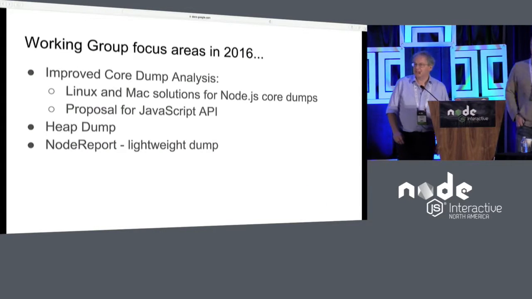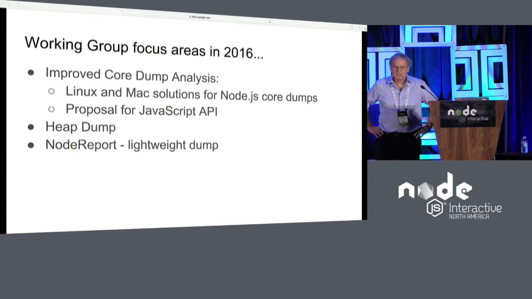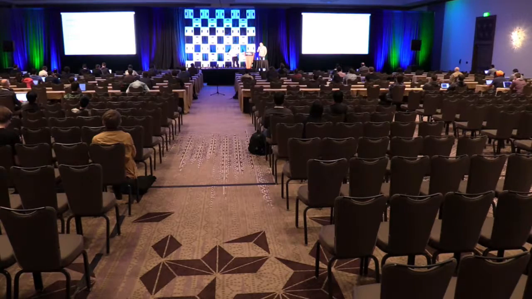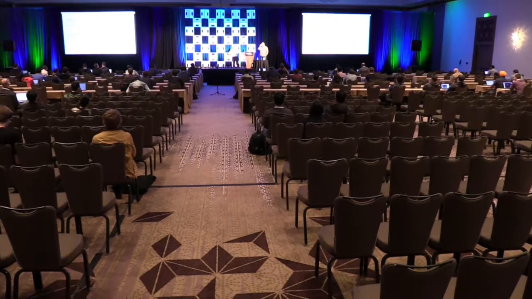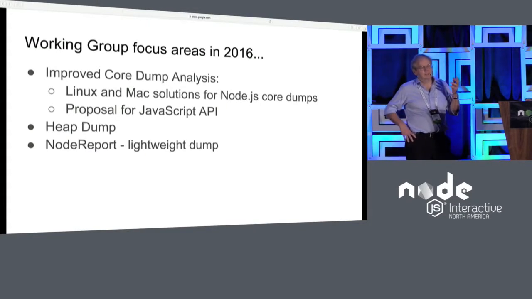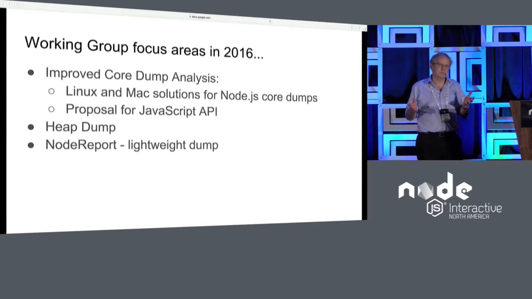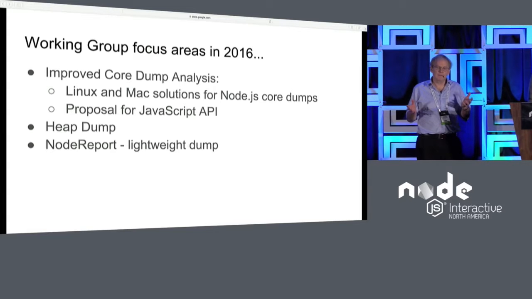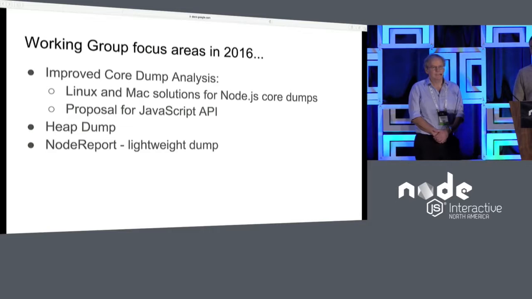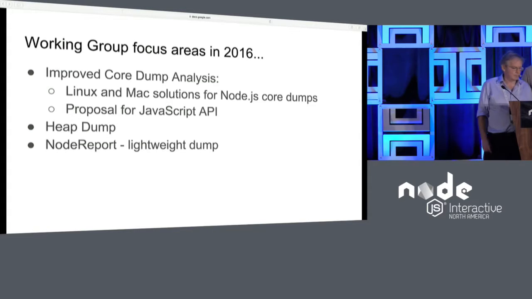Okay. So yeah, I was glad to hear that the core dumps are still useful. Some legacy skills might come in handy here. The things we focused on in 2016 in the working group were a Linux and Mac solution for analyzing core dumps, which I'll go over in a minute; a proposal for putting a JavaScript API on top of that capability to give us more ability to develop more usable tools; a bit about heap dump; and a lightweight dump which we're calling Node Report.